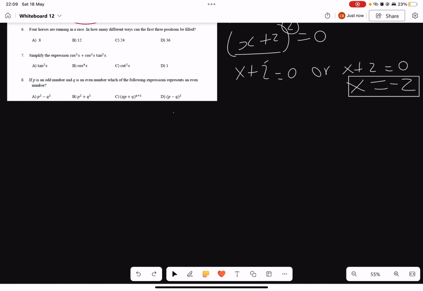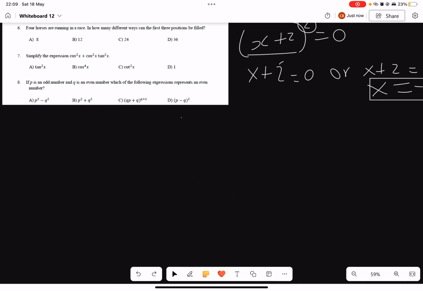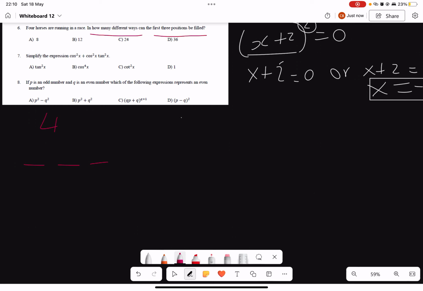Okay, so we've gone to number 6 now. On 6, they say 4 horses are running in a race. In how many different ways can the first 3 positions be filled? Okay, sharp. So obviously this is probabilities, the fundamental counting principle, where 4 items, which are horses in this case, and these 4 items have to fill up 3 spaces. Because they say in how many different ways can the first 3 positions be filled.